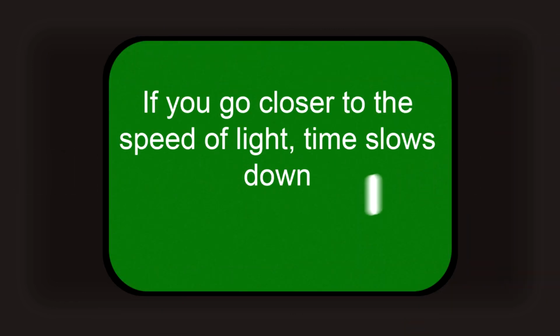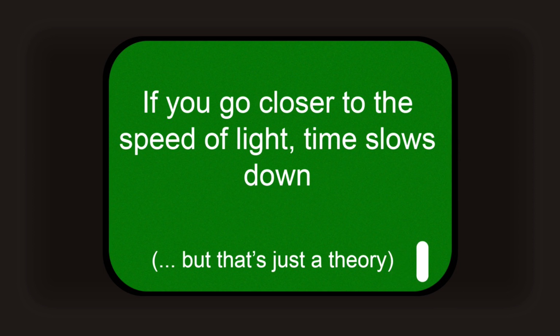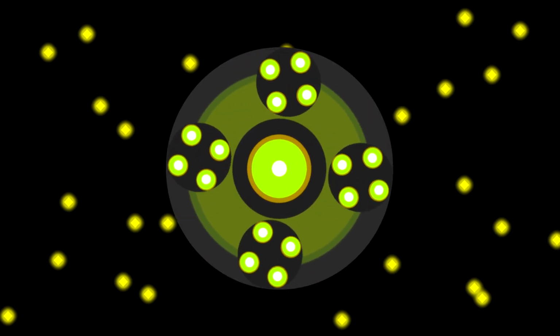This led to a theory that when accelerating towards the speed of light, the more your time slows down. There is still no answer to why this happens, but it is believed to be one of the causes of dark matter.